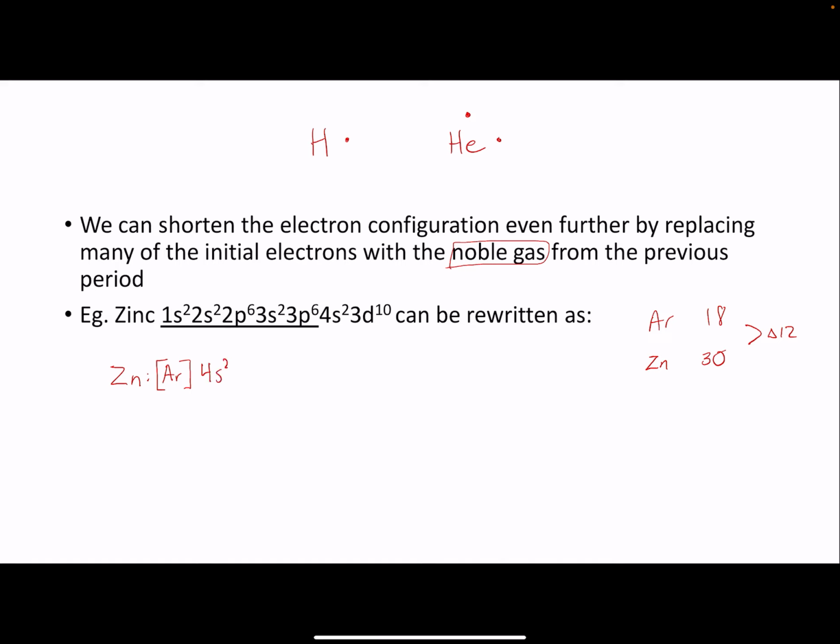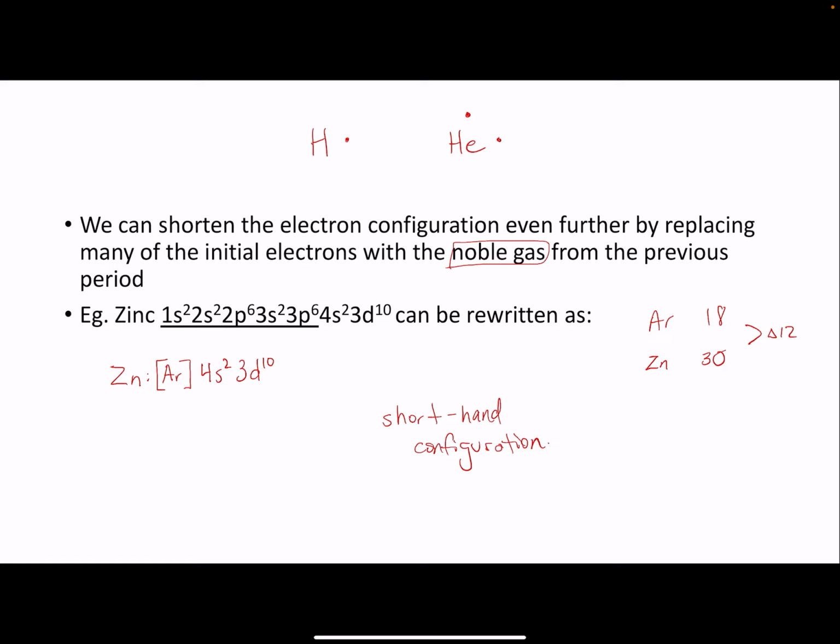Now, if you count up how many are here, you'll notice that there are 2 electrons in the 4s orbital and 10 in the 3d orbital. That adds up to 12. So this is called the noble gas configuration, or the shorthand configuration. Okay. So that's how it works.